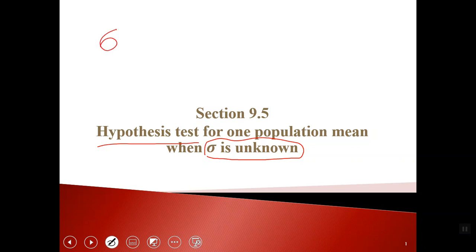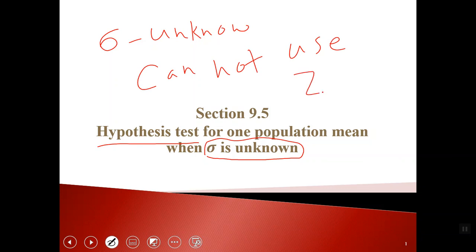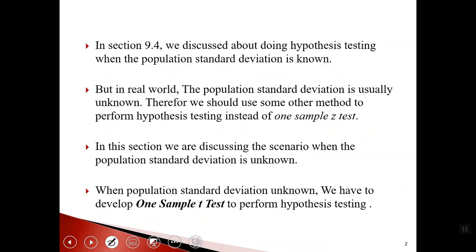So remember that when sigma is unknown, you cannot use your Z value or Z value approach. You cannot use Z. I'll mention Z here, something like this. Okay. So you cannot use Z. So Z test is not valid anymore. So let's see how we deal with this kind of test when sigma is unknown. Okay, still we can perform our test.